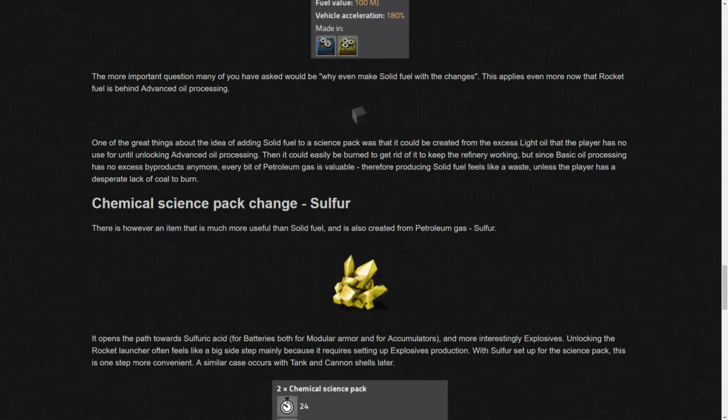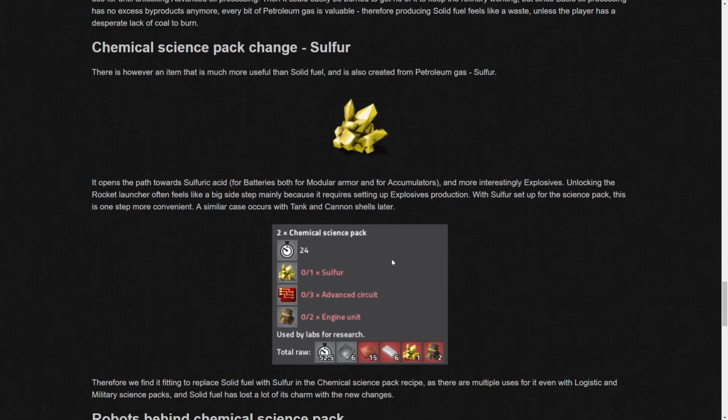So basically, unlocking the rocket launcher often feels like a big sidestep, mainly because it requires setting up explosive production, while the sulfur setup for the science pack makes this one step more convenient. A similar case occurs with tank and cannon shells later. So it's kind of setting you up for some future stuff as well.